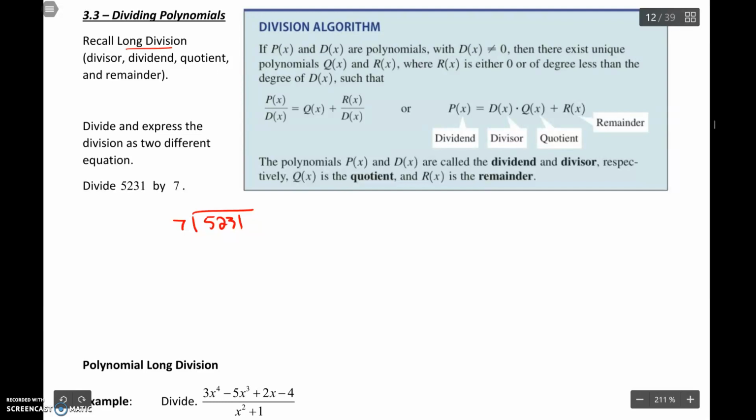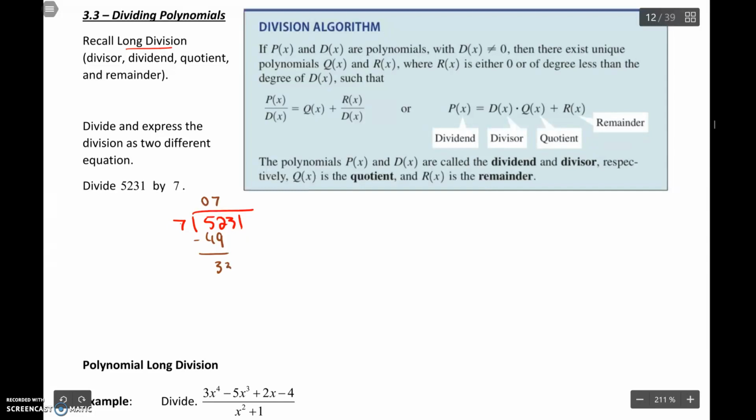7 goes into 5 0 times, so we kind of skip that one if we want to. 7 goes into 52 six times. So we take 6 times 7, we get 42. Just be very conscious of what we're doing here. We're taking 7 times 7 to get 49. Then I'm changing the sign on that 49 and I'm adding.